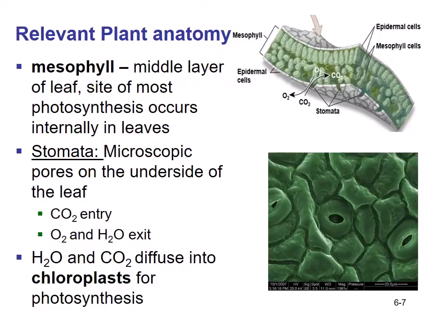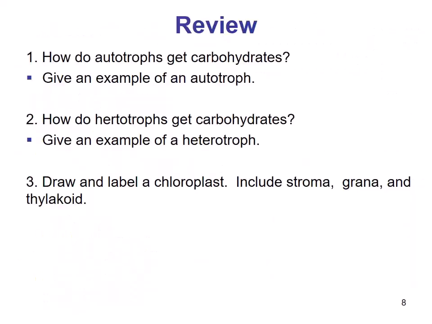Ultimately the water and carbon dioxide are going to diffuse into the chloroplast, and that will help facilitate photosynthesis. So you can see we've got a couple pictures. The pores in the leaf have guard cells that open and close the pores in the leaf, and we'll talk about that later as well.